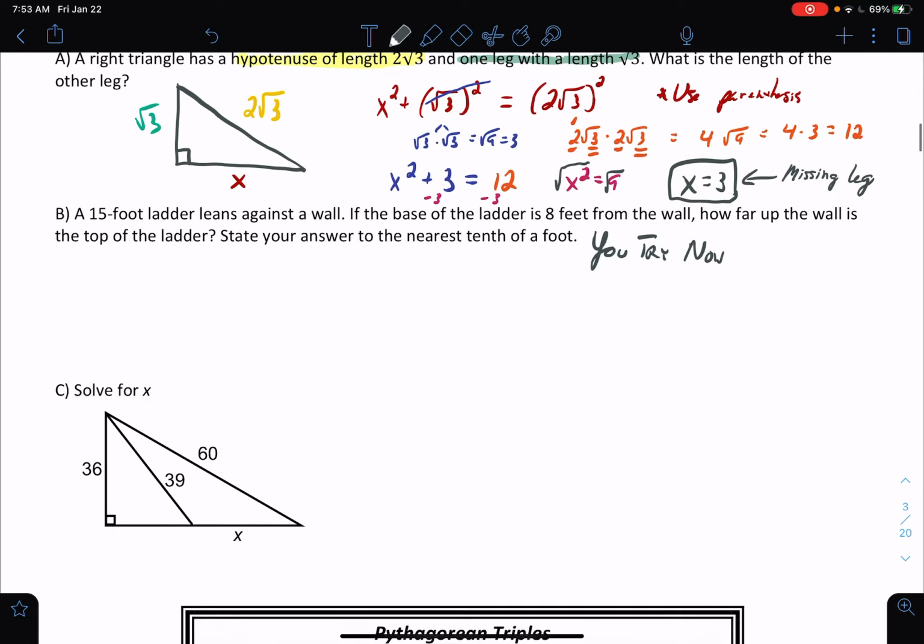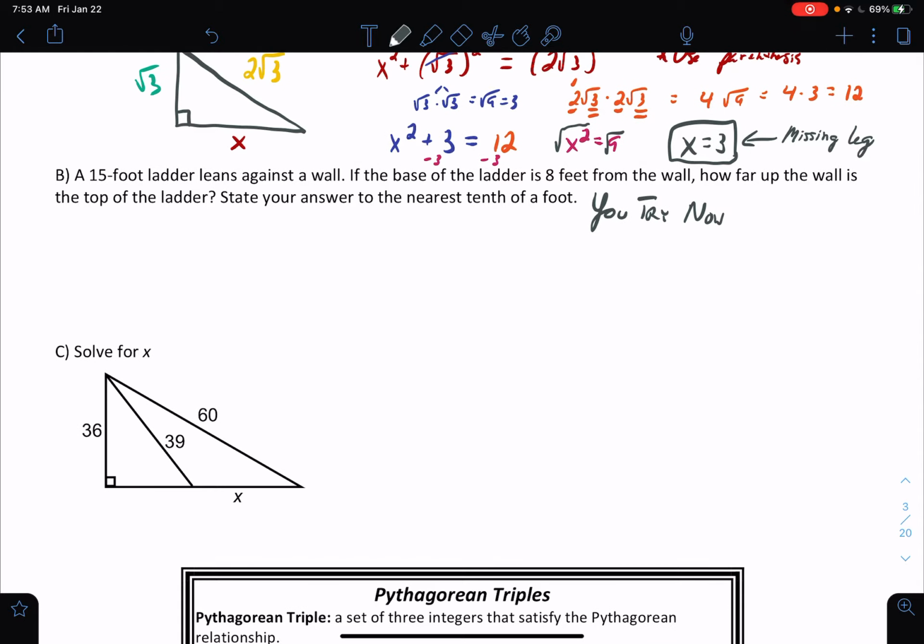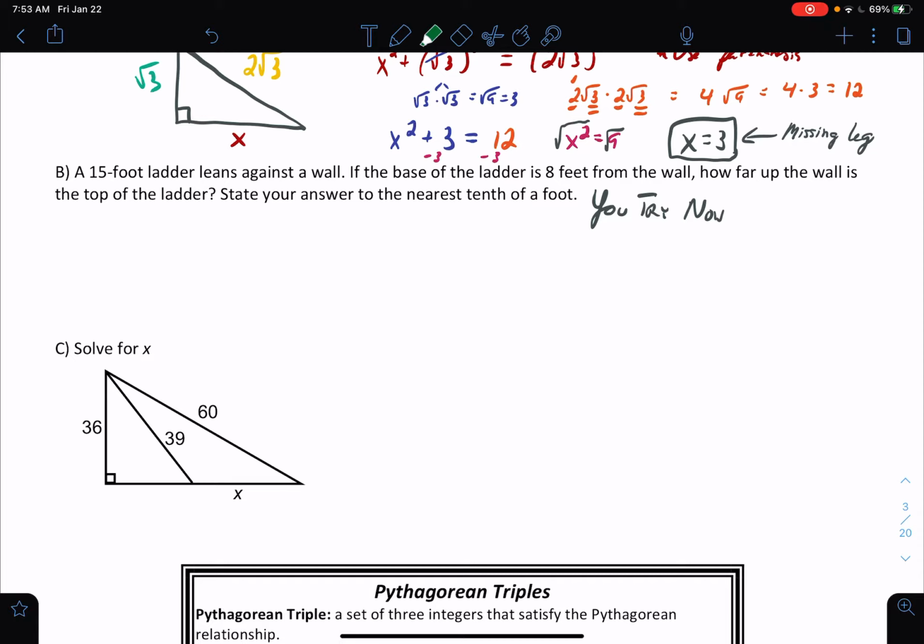I'm going to move on to part C. Okay, so in part C, we've got a triangle within a triangle. Now, it's very, very common for students to want to use Pythagorean theorem on this triangle here.